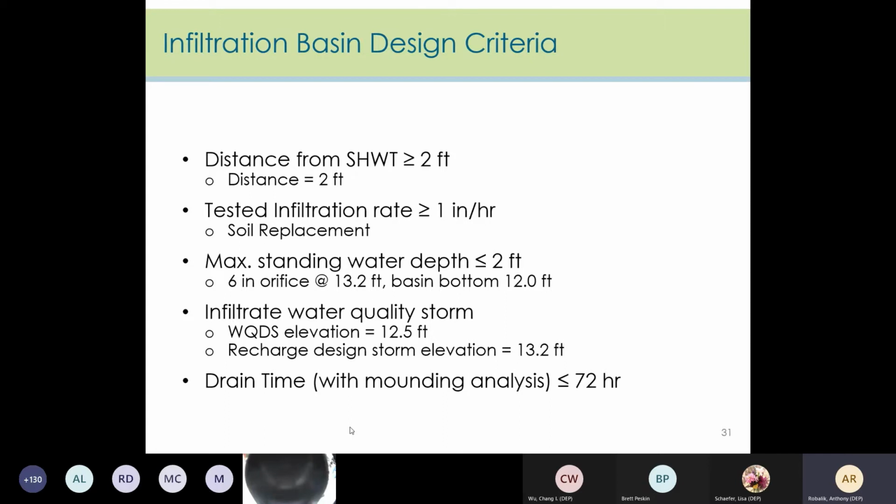Why is the orifice at 13.2 if the water quality design storm elevation is only at 12.5? The answer is probably that they are infiltrating the difference in the 2-year storm for recharge. So that's probably why there's the higher elevation there. Of course, the drain time we just looked at is less than 72 hours, and we'll check that next with the mounding analysis.